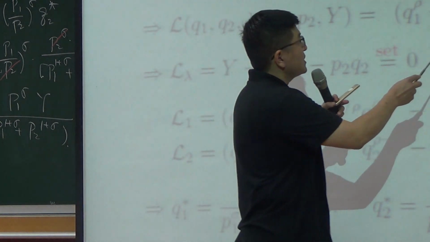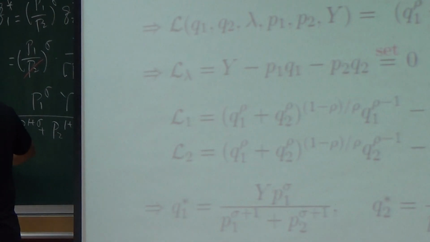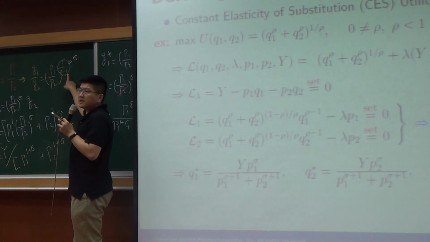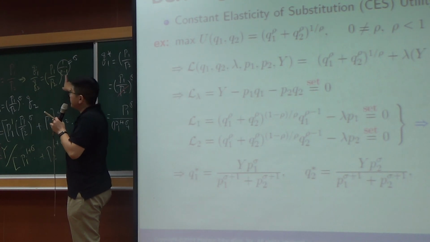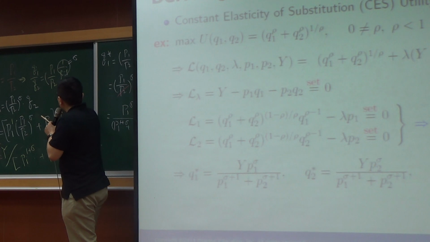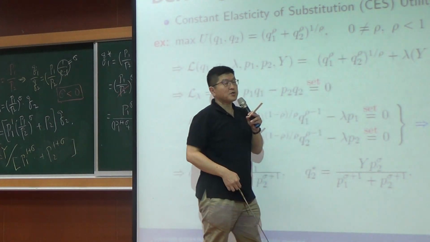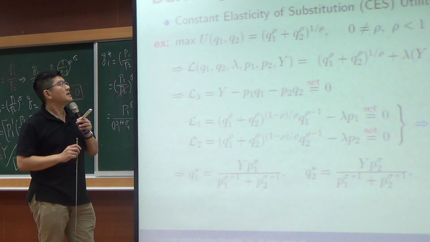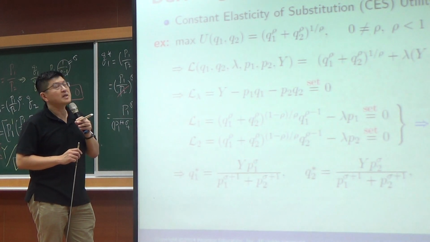And now, rho is less than 1. Since rho is less than 1, rho minus 1 would be negative. Okay? Rho minus 1 must be negative. So sigma is negative. Okay? By assumption. So we just constrain rho to be less than 1. And later on, I'll give you a reason why rho is less than 1. Okay?